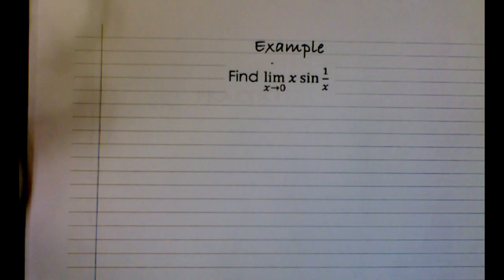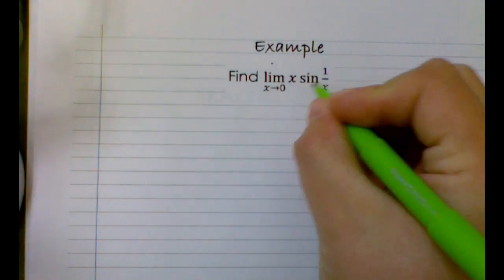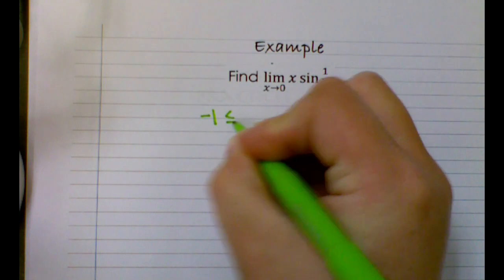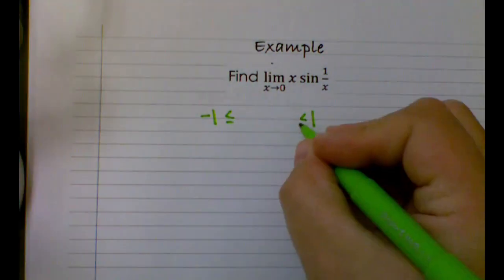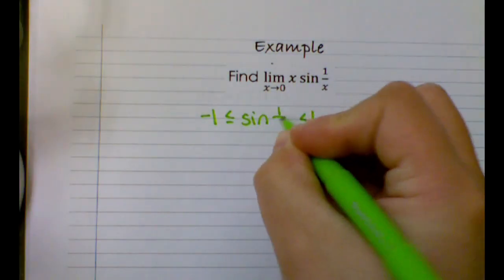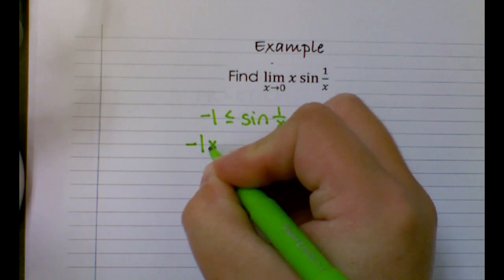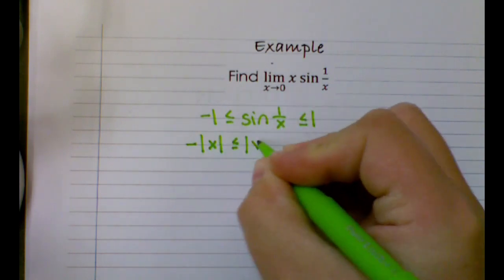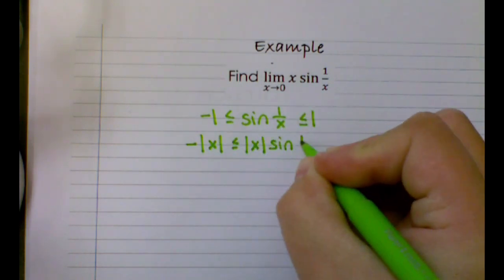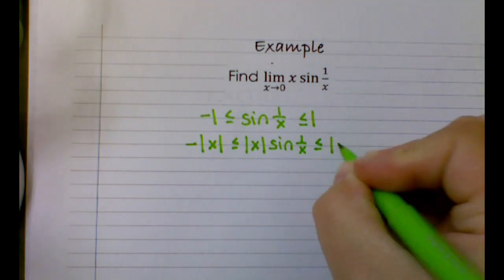The limit as x approaches 0 of x sine of 1 over x. Well, this one we have to use our brain power a little bit. We know that any sine function is between negative 1 and 1. So the sine of 1 over x is in between negative 1 and 1. If I multiply everything by x, I don't know if x is positive or negative though, so I'm going to use the absolute value of x to ensure that it's definitely positive. Because remember, with an inequality, if it's negative, we have to flip them all.